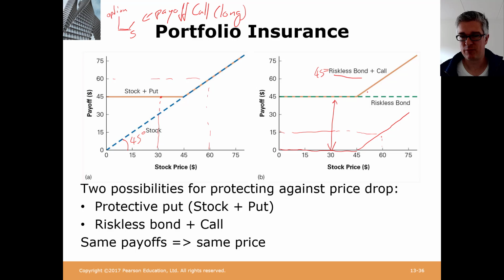And if the stock price increases, you're still getting this 45, but for instance, when the stock price is 60, then you're also getting this 15 from the call. So 15 plus 45, of course, 60. So you get the exact same payoffs from a protective put that you would get from entering into a riskless bond with the same exercise price as the put and a certain call option with that exercise price.